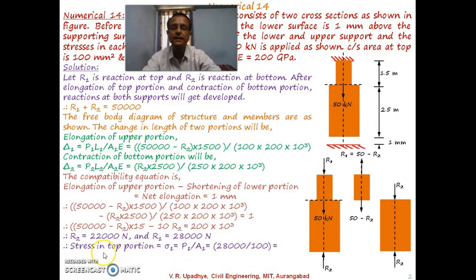So stress at the top portion, now you can calculate it as, at top portion you have R1, so that will be R1 divided by A1, or the area of cross section of that. So it is 28,000 Newton divided by 100, so that gives 280 megapascal or 280 Newton per millimeter square.